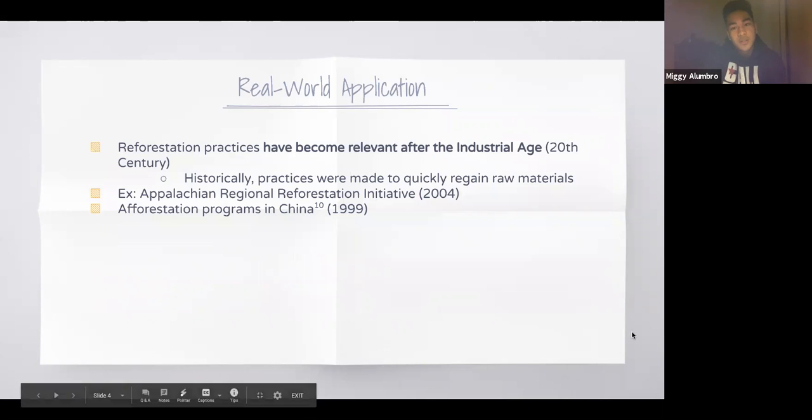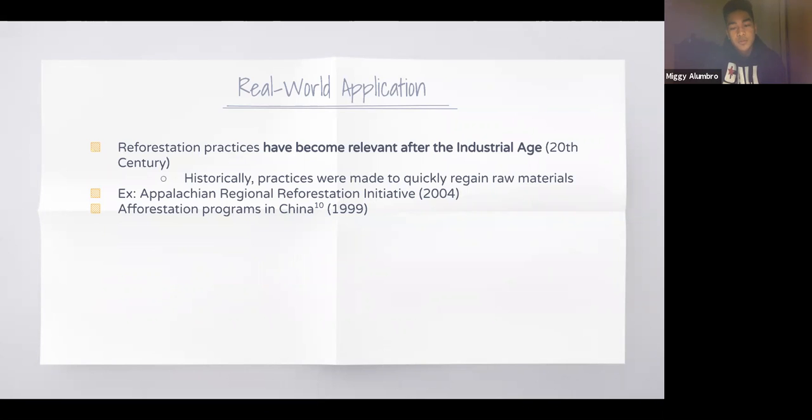So the function of reforestation and afforestation programs usually would be to regain new raw materials, and that has become more relevant after the industrial age in the 19th and 20th century because of that necessity. However, the practice of reforestation and afforestation has actually been more common in many remote communities all over the world for thousands of years because it aligns with their values with the environment and the conservation of natural resources.